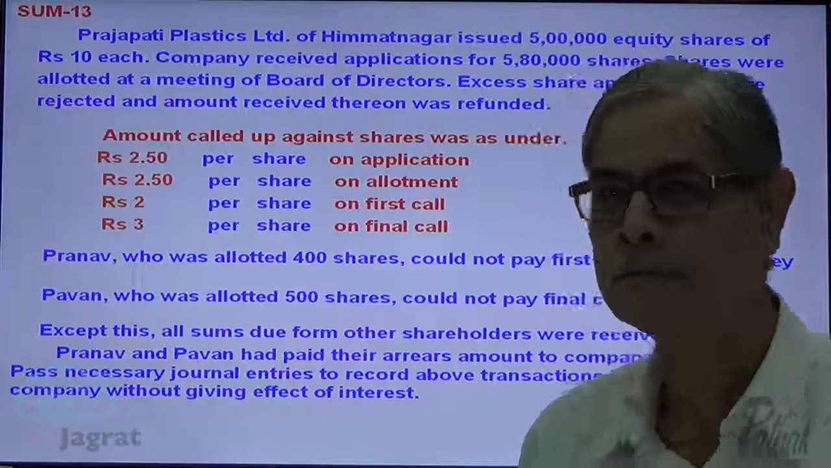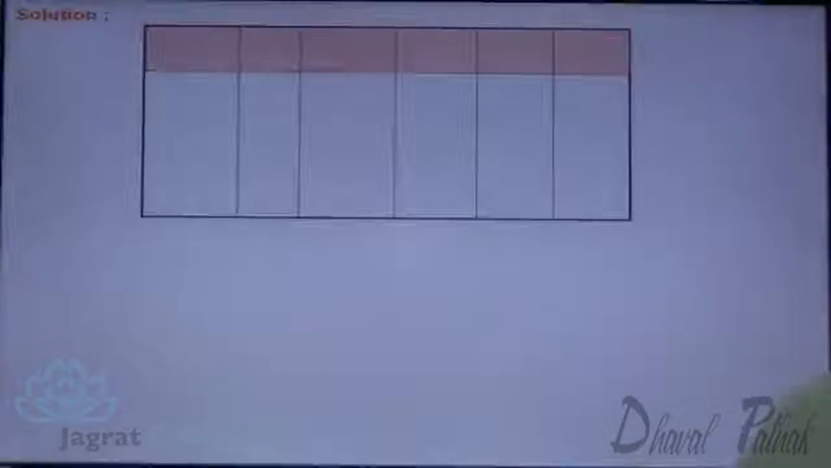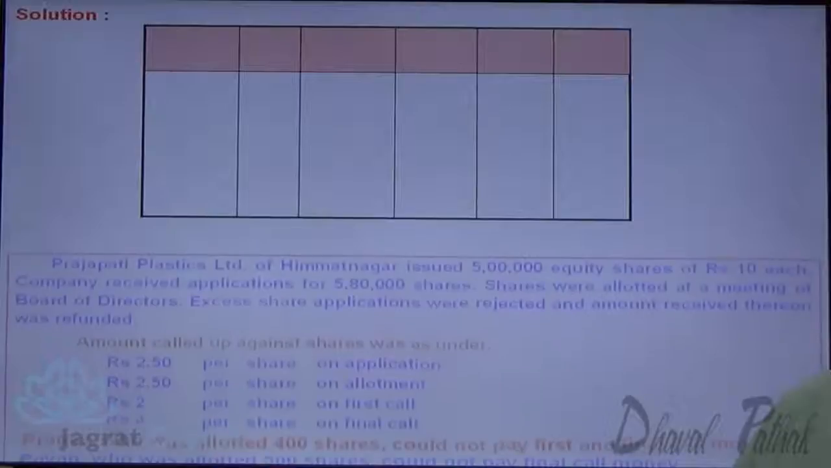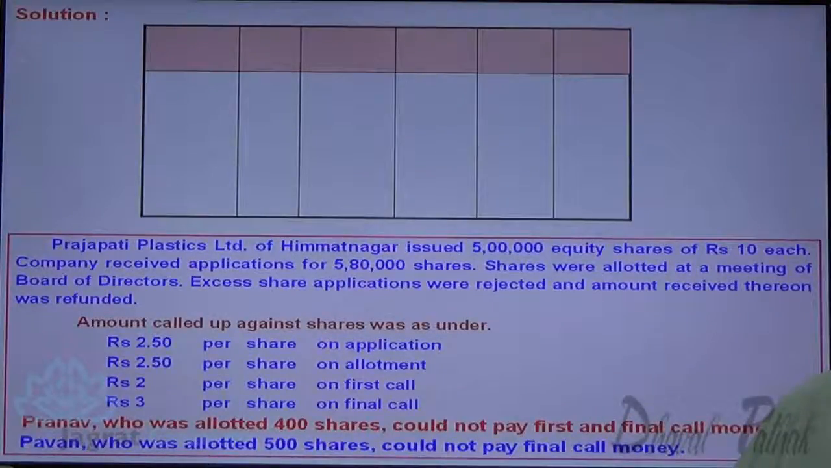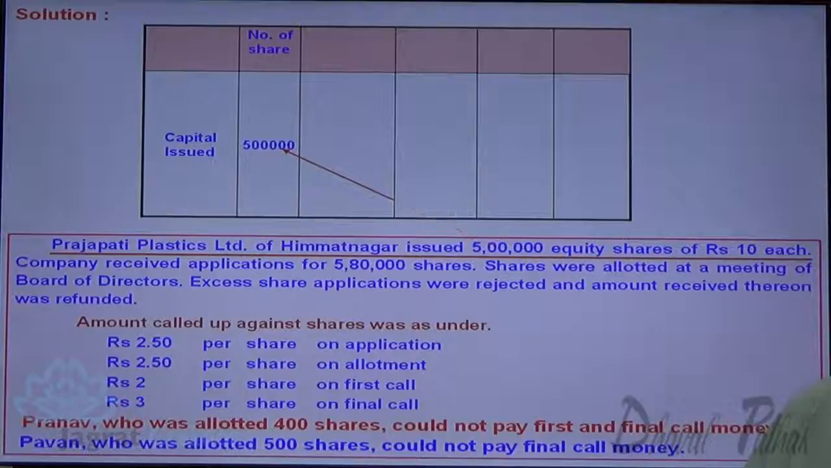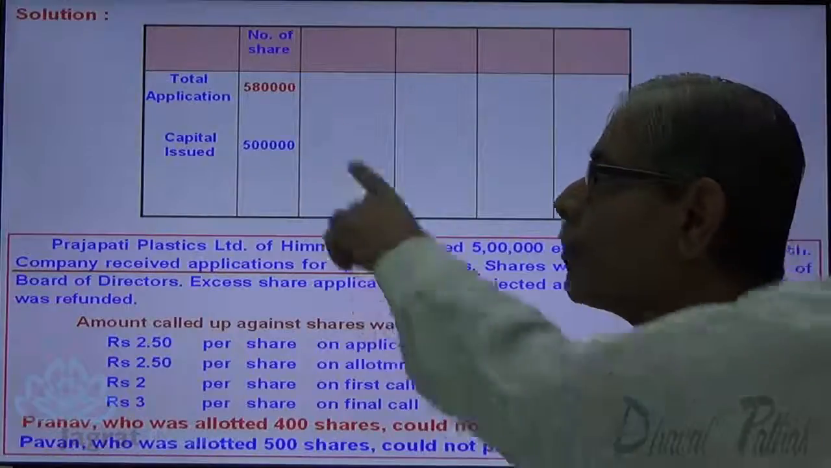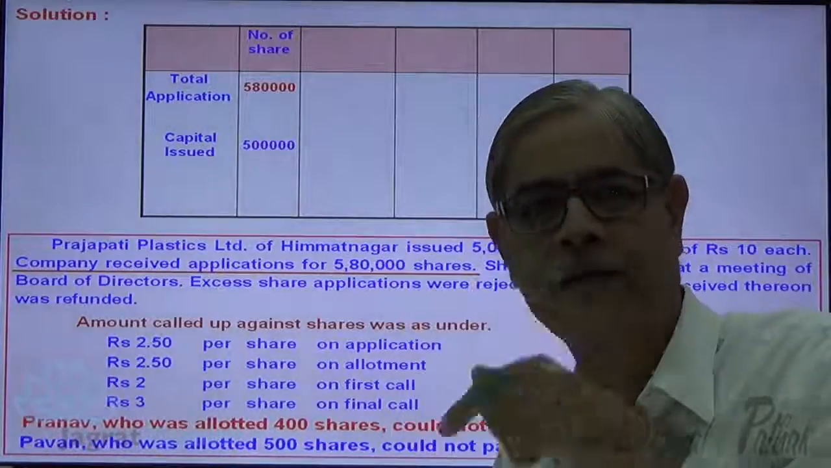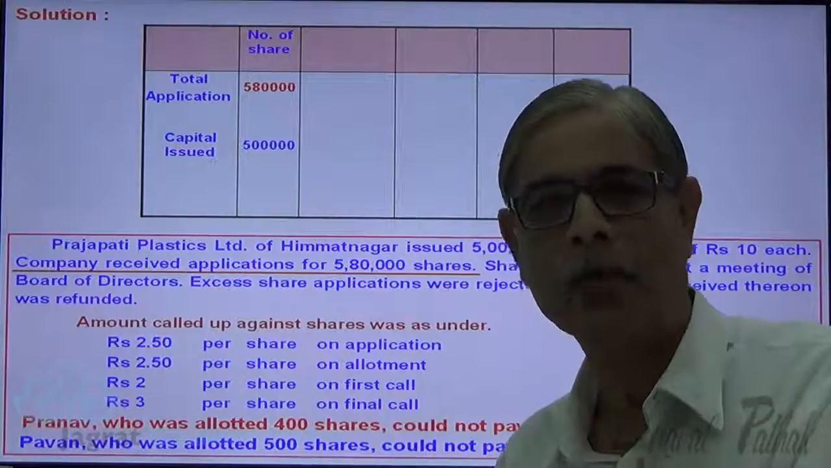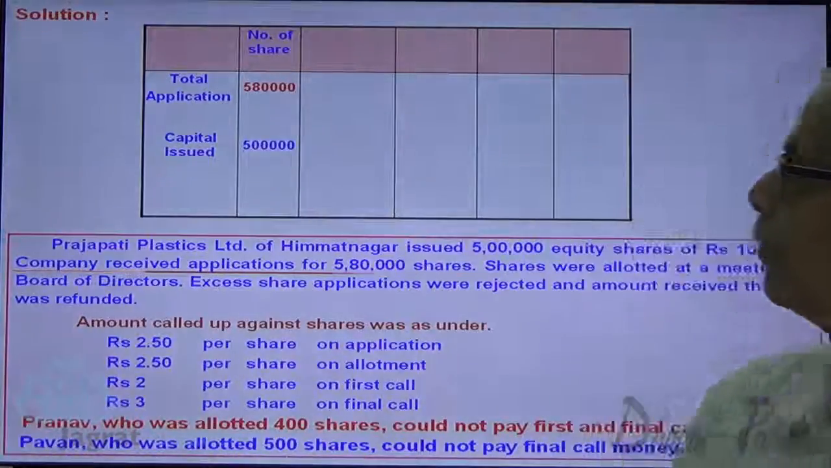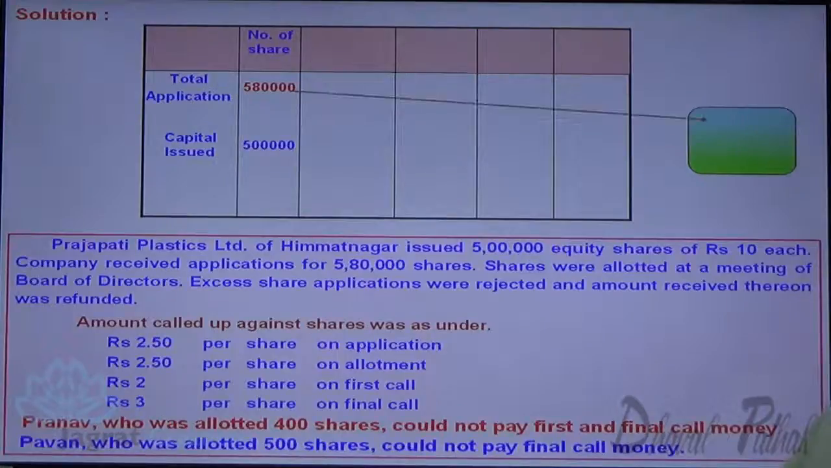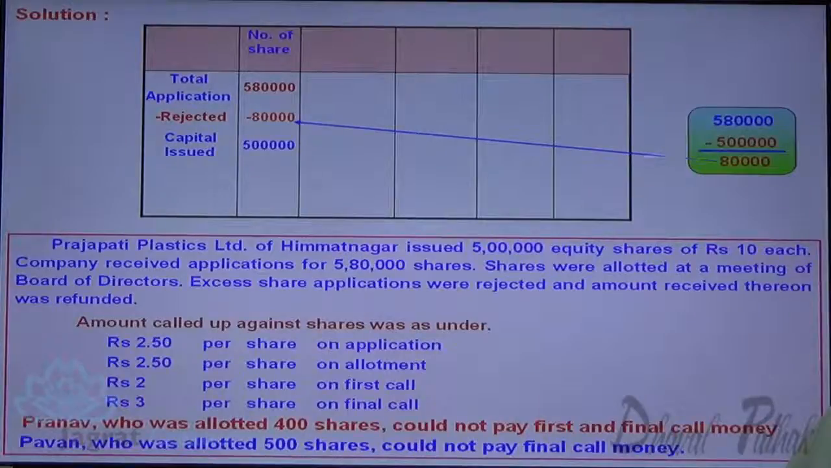Let us start. How many shares are issued? 5 lakhs. How many applications are received? 5,80,000. So application received 5,80,000. We want to issue 5 lakh shares. Amount on excess application has to be refunded. Observe, 5,80,000 minus 5 lakhs. Excess application rejected.